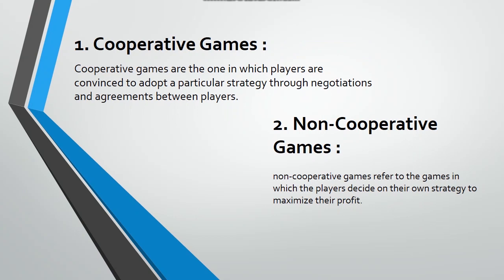Non-cooperative games refer to the games in which the players decide on their own strategy to maximize their profit. The best example of a non-cooperative game is the Prisoner's Dilemma. Non-cooperative games provide accurate results. This is because in non-cooperative games, a very deep analysis of a problem takes place.